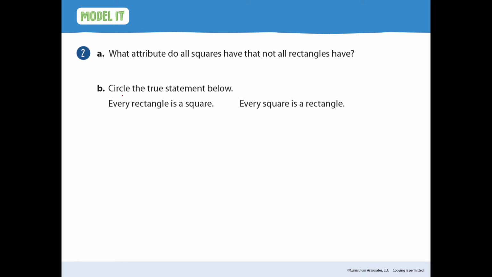Letter B, circle the true statement below. Every rectangle is a square, or every square is a rectangle. I'm going to circle: every square is a rectangle. Okay? Because not all rectangles have 4 equal sides, but all squares have opposite sides that are the same length. So squares fit the description of rectangles, but not all rectangles fit the description of squares.